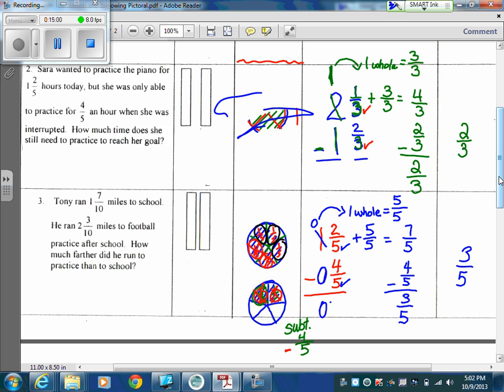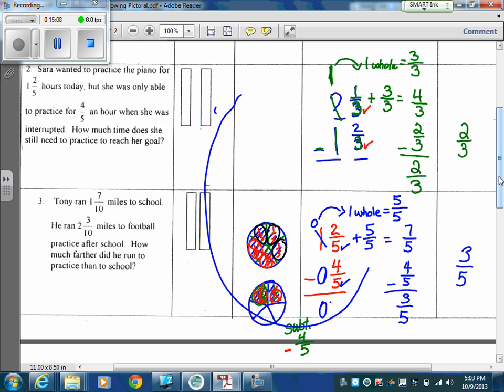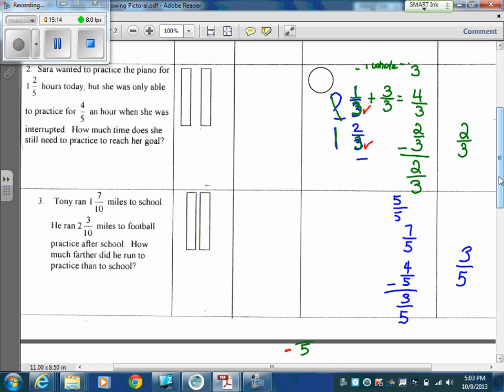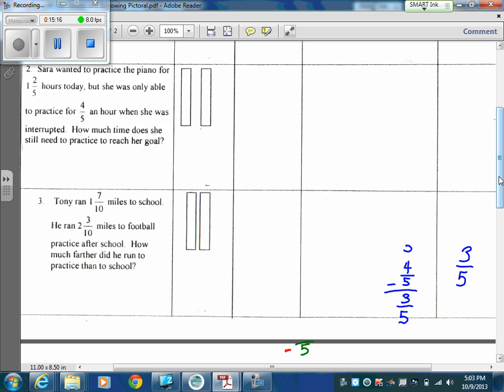Okay, so number 3, Tony ran 1 7/10 miles to school. He ran 2 3/10 miles to football practice. How much farther did he run to practice than to school?